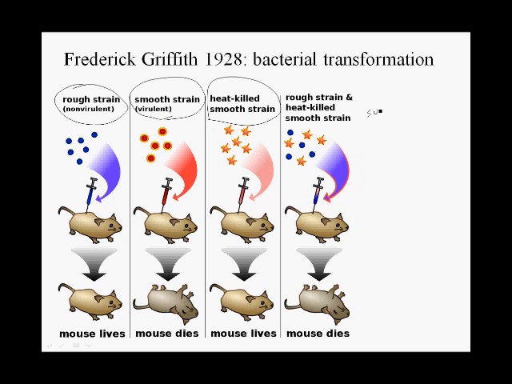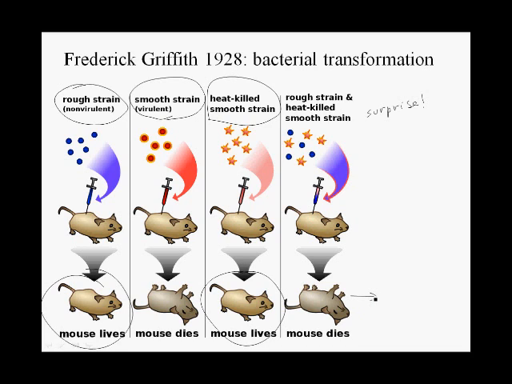The big surprise came when he mixed the heat-killed smooth strain cells with the rough strain cells. So if you recall, neither the heat-killed smooth strain cells nor the rough strain cells by themselves have any effect on the mice, or at least do not kill the mice. However, when he injected the mixture into the mice, the mice died. Many of the mice died.